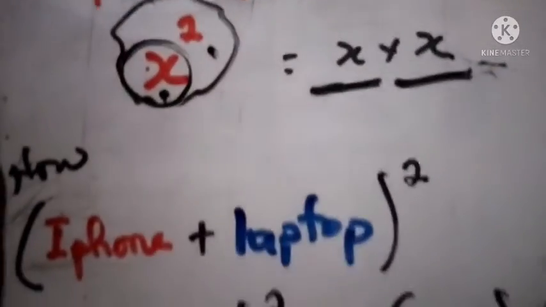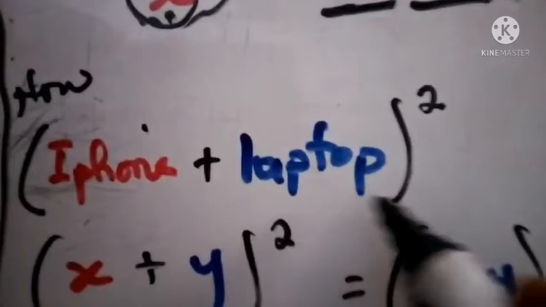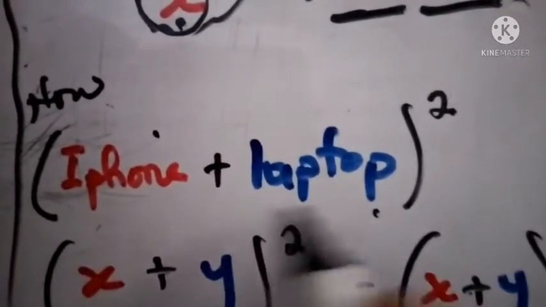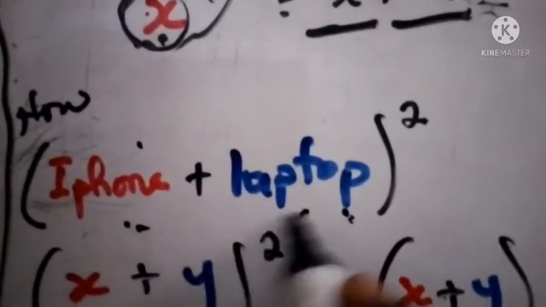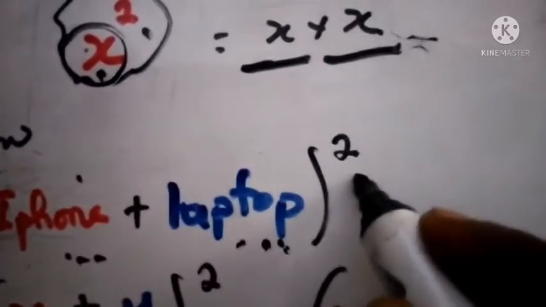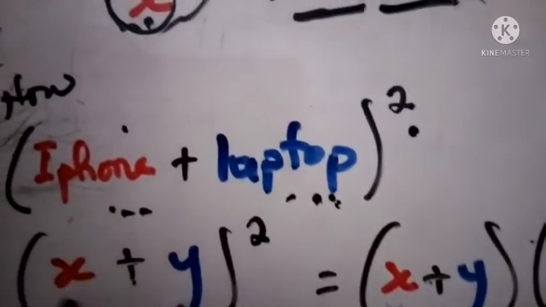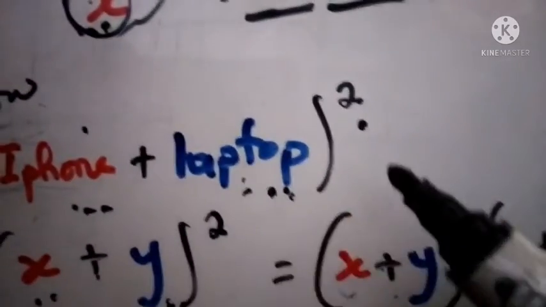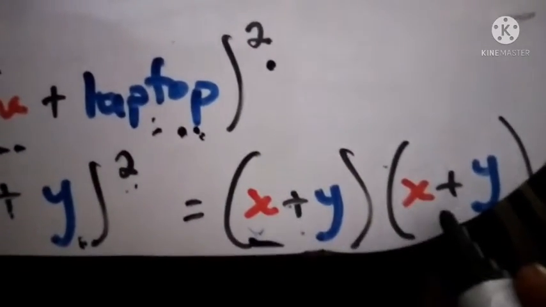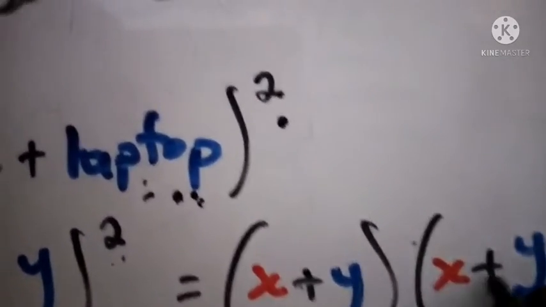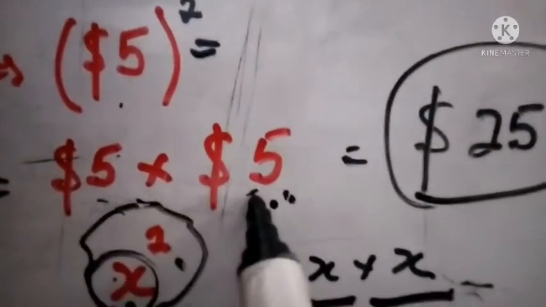Now you go to the market and you want to buy 2 different products, let's say an iPhone and a laptop. You are buying these 2 things at the same time. If you want to buy two pieces of these items, we are going to square that, meaning X plus Y. X is the iPhone and Y is the laptop. Squared means we multiply that by itself, so we are going to expand that into two forms, just like in the case of this one here.